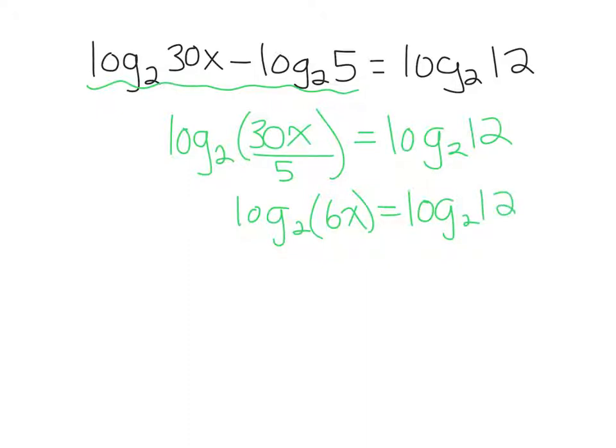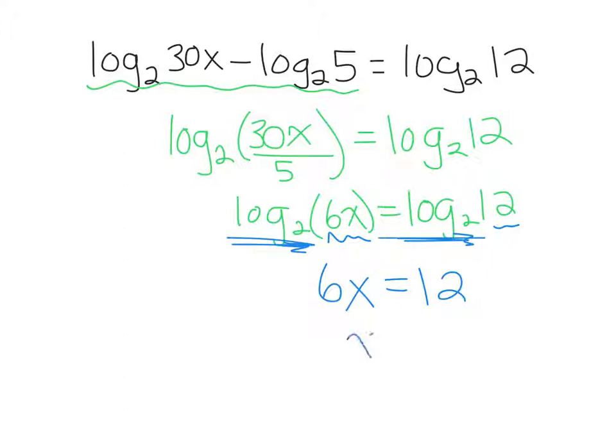And then I'm going to use a different strategy and say, hey, since my logs both have the same base, I know these arguments must be equal to each other. It's like saying 2 to the power of something equals 6x, 2 to the power of something equals 12. So those things have to be the same. So 6x must be equal to 12 since they're both log base 2. So if I divide both sides by 6, I get x equals 2. Okay, next.